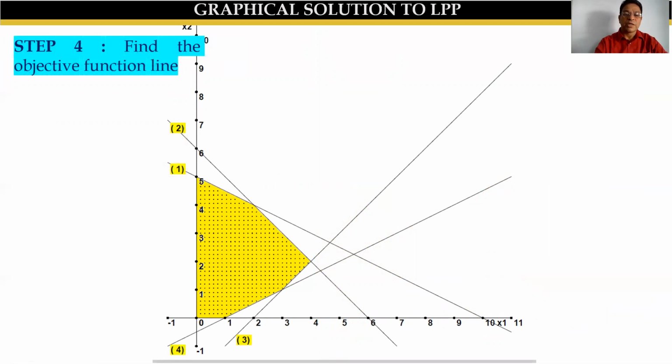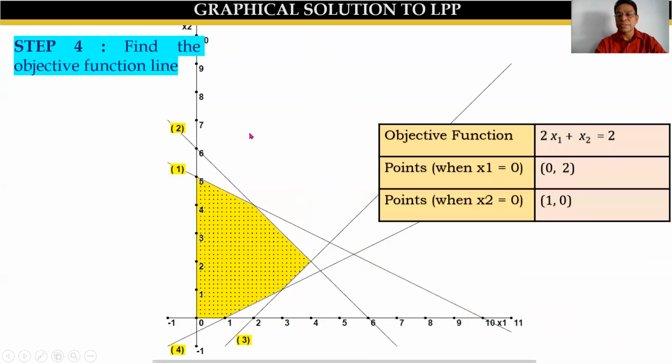Now, as I have told you, we have 2 methods. We'll follow the first method first and then the second method. The first method is to find the objective function line. For that, we need to call the objective function. Here I have called the objective function and I have chosen a particular number, 2. You can select 3, 4, 8, 10, 20, 100, anything.